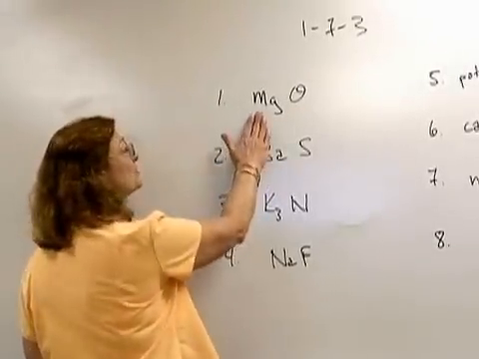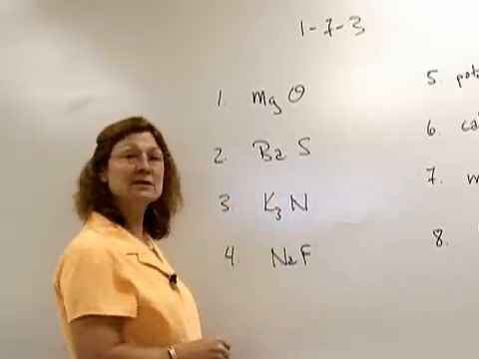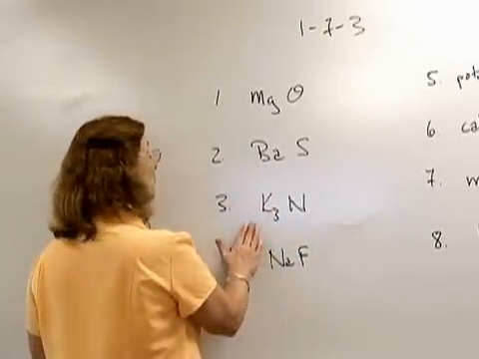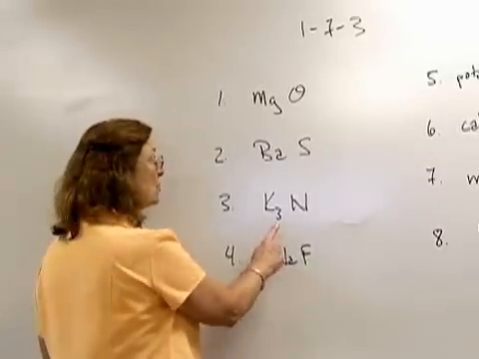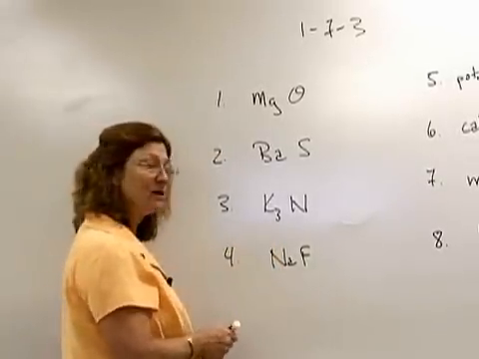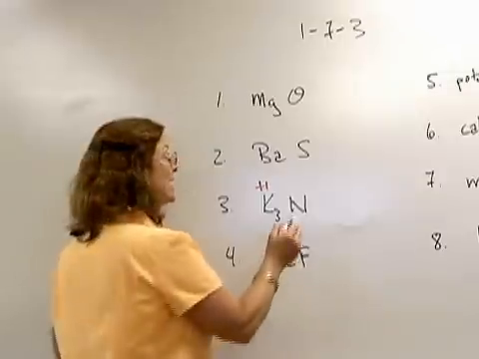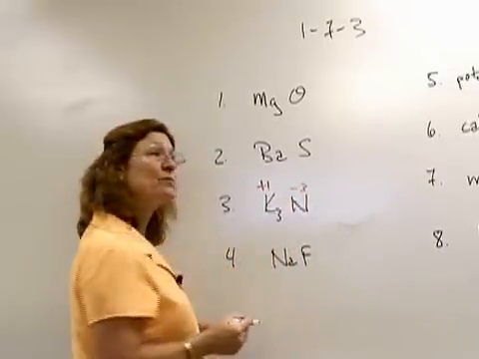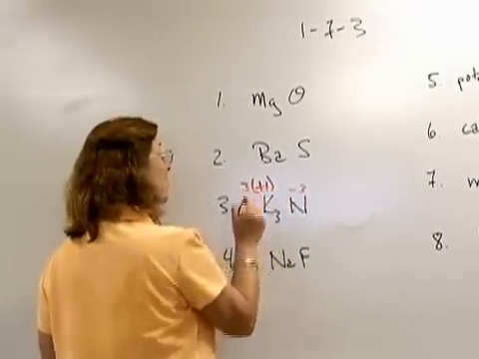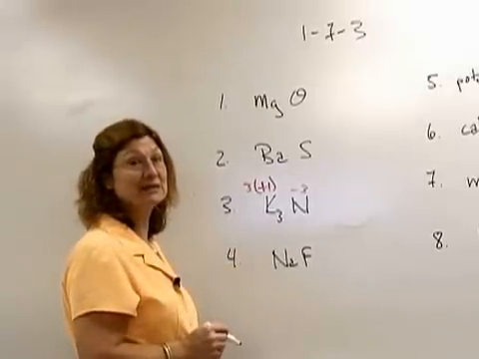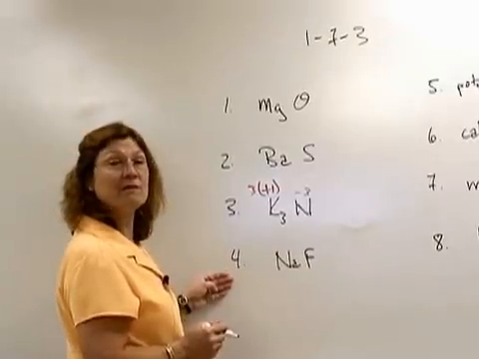Now, the first one is just magnesium oxide. The second one is barium sulfide. The third one is potassium nitride. Now you'll notice that there are 3 potassiums here, and that is because potassium always has a charge of +1, and nitrogen is -3 when it's in the negative position. So compounds have to be 0, so I must have 3 potassiums to get to 0. And number 4 is sodium fluoride.